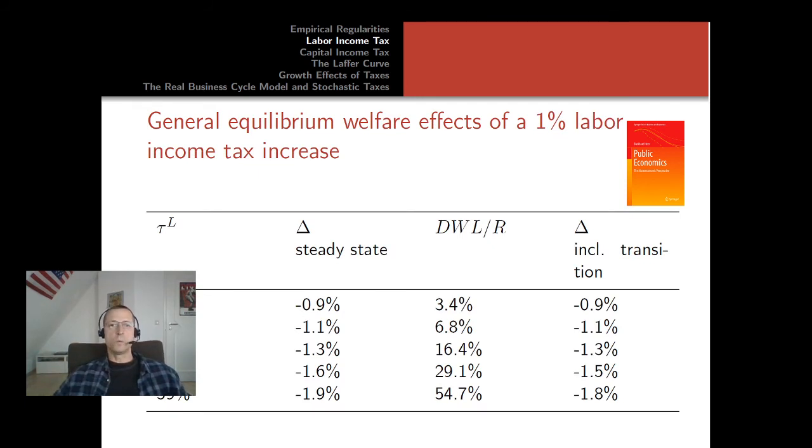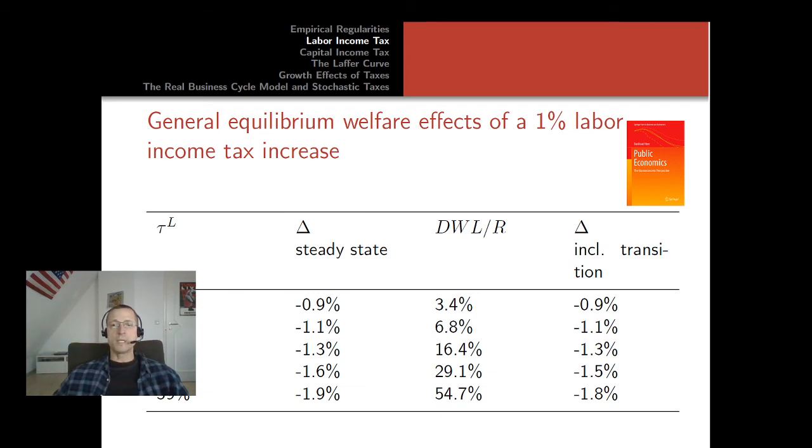Now in this table, you also find other marginal deadweight loss relative to tax revenue estimates for different tax rates tau L, ranging from 10, 23, 40, 50, and 59%. We chose these values because they are prominent in the literature. So, for example, Prescott estimates that the income tax wedge in the United States is 40%. So in this case, the deadweight loss amounts to 16.4% of revenues.